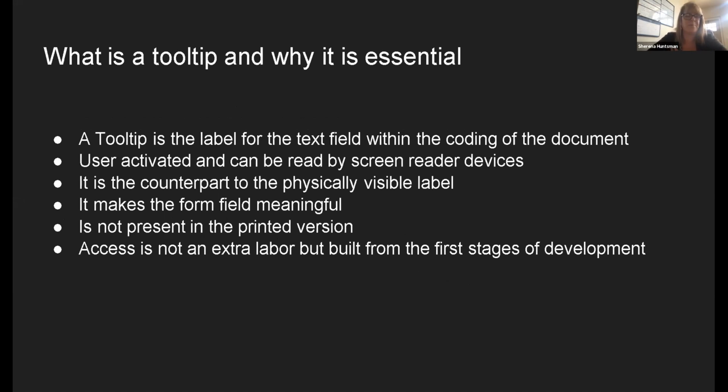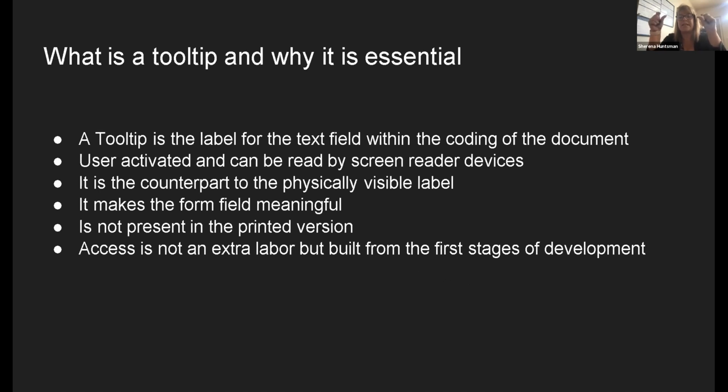So, a tooltip and why it's essential. Tooltip is the label for the text field within the coding of the document. So it's what says, this is what this field is about. And it's written within the coding so that a screen reader can come through, and that's what it reads, what's in that text box. So it doesn't look like an empty text box. The information that needs to be put into that text field is contained within that tooltip.